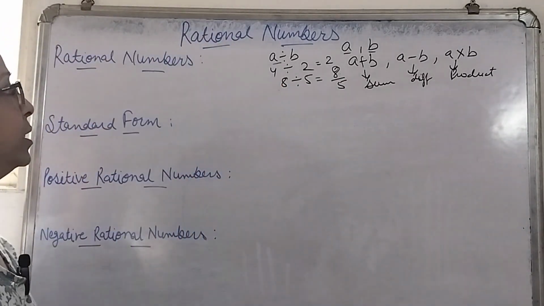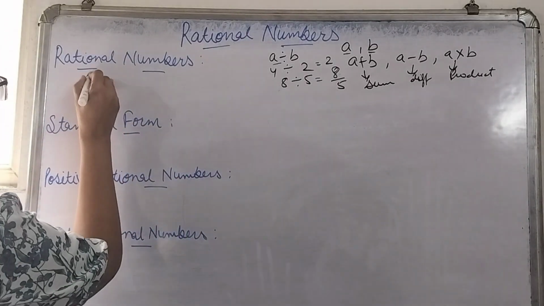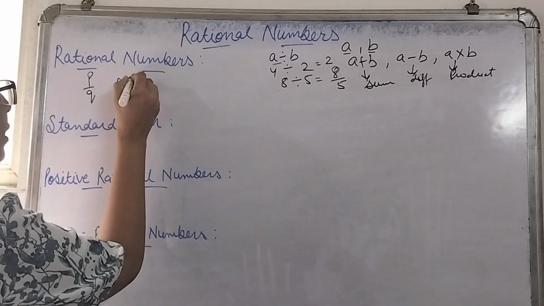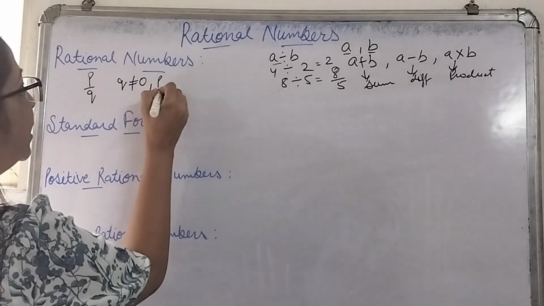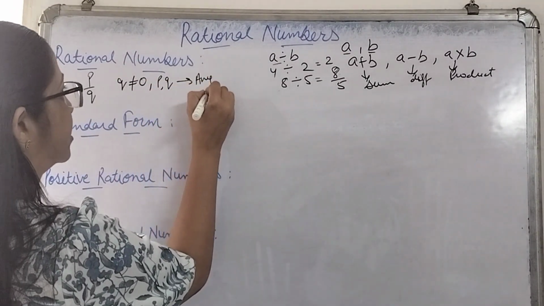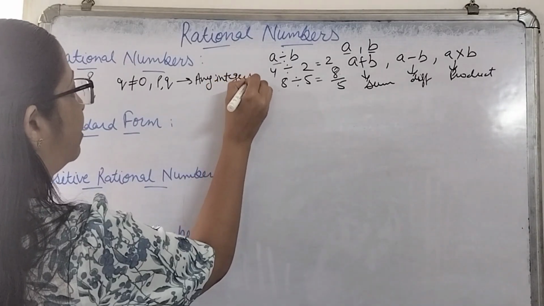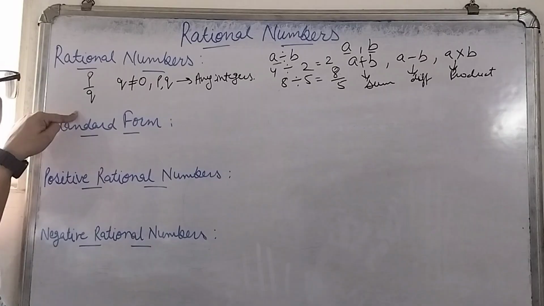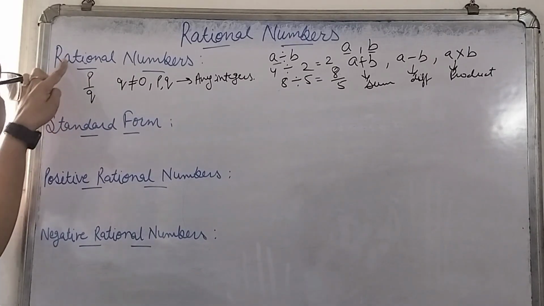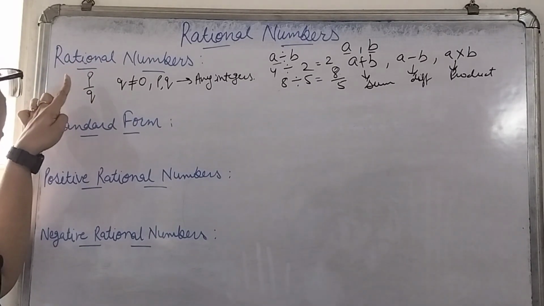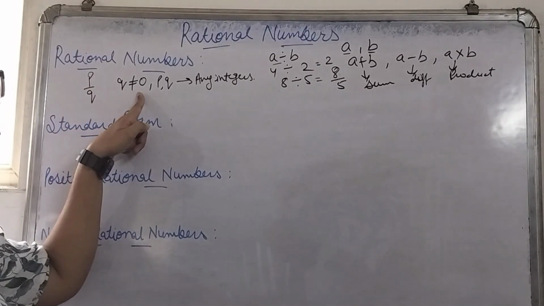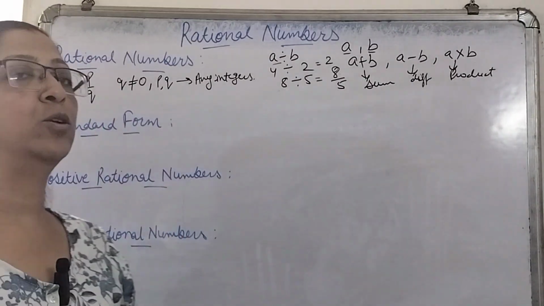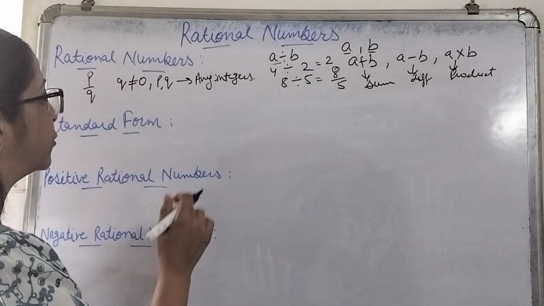So what is rational number? Any number which can be represented in the form of p upon q, where q is not equivalent to 0 and p and q are any integers. In that case, whatsoever the number we are getting is known as your rational number. So any number which can be represented in the form of p upon q, where q is not equivalent to 0 and p and q could be any integer, such type of numbers are known as rational number.